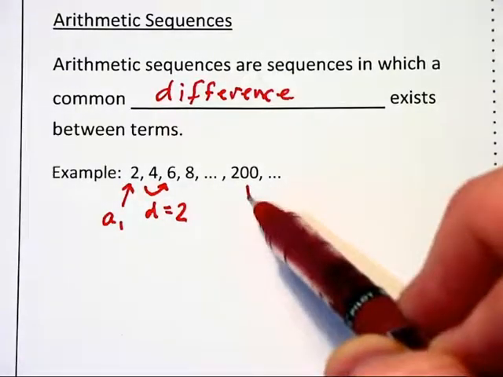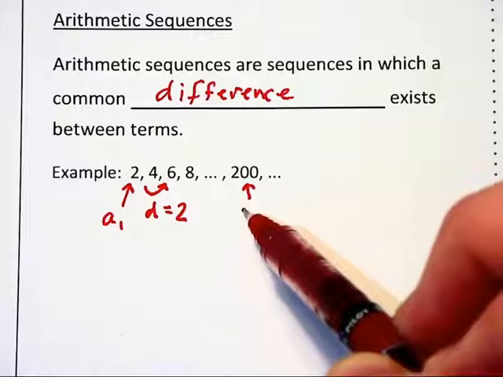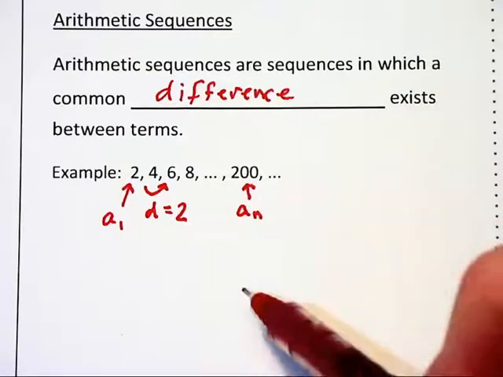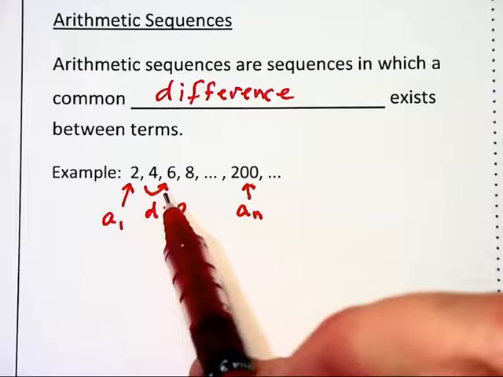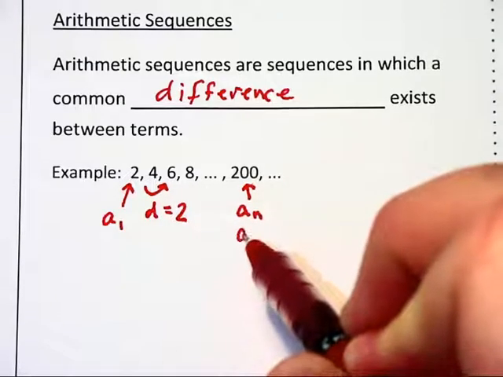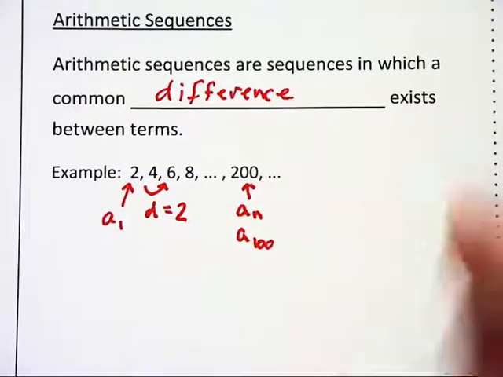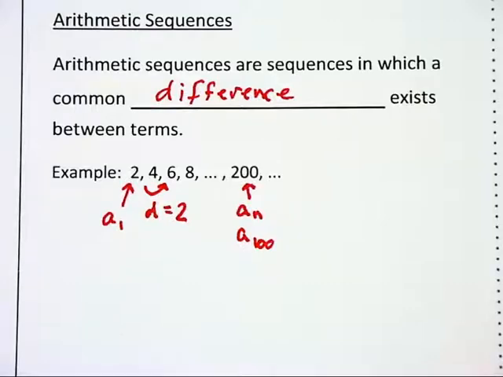Now we could say that 200 is our nth term. We could also say, because we know we're adding 2, that this is the 100th term. Okay? Now let's generate a formula for the nth term.